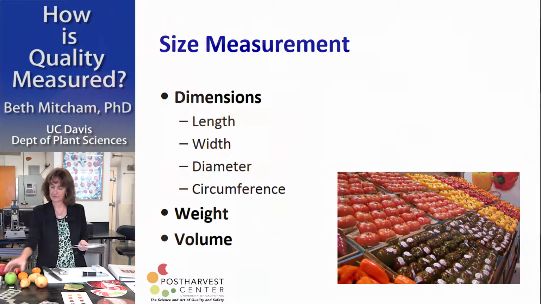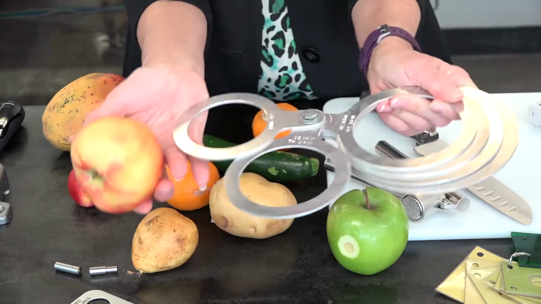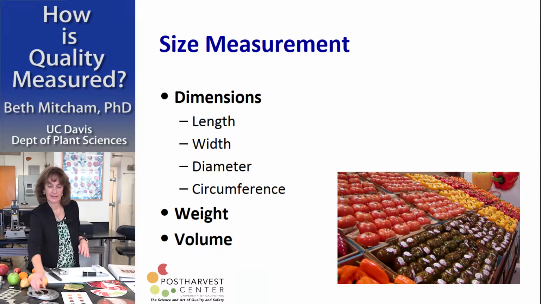We might want to use a tool like this that can be used to measure the size of a product. So for example, with this apple, if I wanted to figure out what was the diameter of this apple, I could use this ring, and so it tells me here that it's this particular size for this apple. These different tools are available from USDA. Here's a smaller one for smaller fruit.